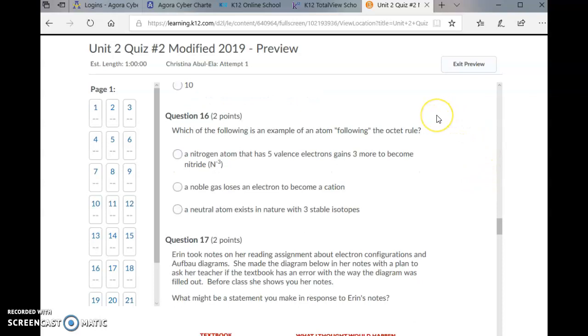Question 16. Which of the following is an example of an atom following the octet rule? A nitrogen atom that has 5 valence electrons gains 3 more to become nitride, N-3. A noble gas loses an electron to become a cation. A neutral atom exists in nature with 3 stable isotopes.